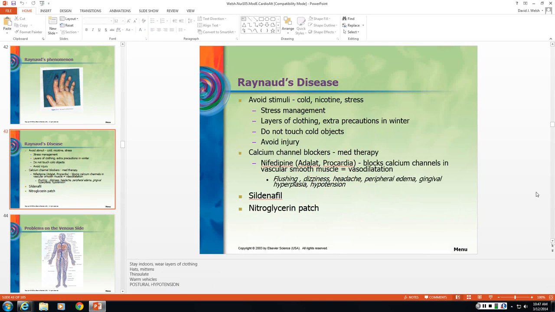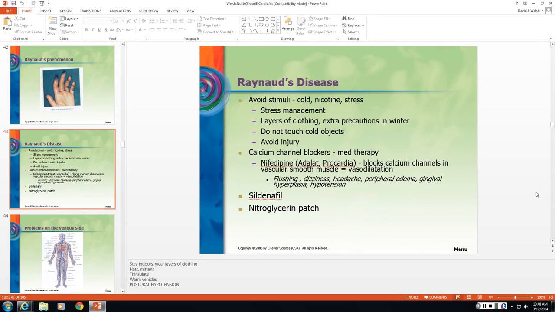So like we said with Raynaud's, you want to avoid any kind of stimuli such as cold, nicotine, or stress. During the winter, they need to stay indoors, wear layers of clothing, hats, mittens. They want to insulate themselves well, so they want to wear layers of clothing. Like we said, extra precautions in the wintertime. They want to avoid touching any kind of cold objects and avoid injury to those areas that they're having problems with. You're going to teach them stress management, which is a big thing to work with in Raynaud's.